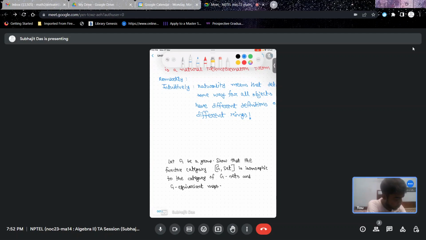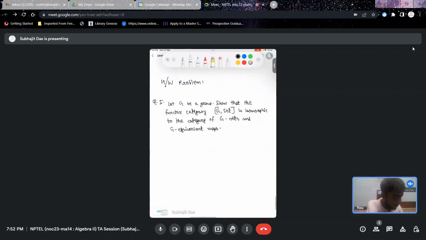Homework problem, question 5, and a hint for this would be: show that an object in the functor category from G to Set, that is, a functor f from the category G into the category Set, is a set X. What is X? Observe that G is a category with a single object, right?